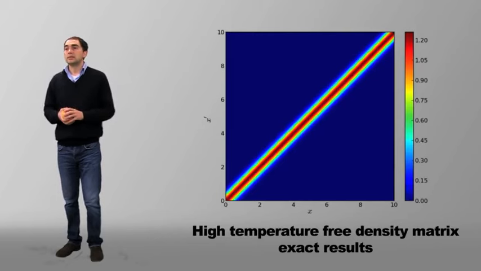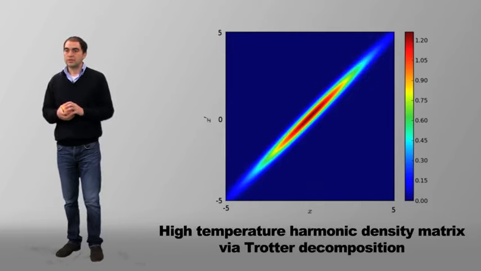Now let us add the harmonic potential V to the Trotter decomposition. You see that for large x and x prime, the density matrix is suppressed, and this is what keeps the quantum harmonic oscillator close to the origin. In this week's homework, you will use both the Trotter decomposition and the convolution properties to compute the density matrix up to very low temperature.